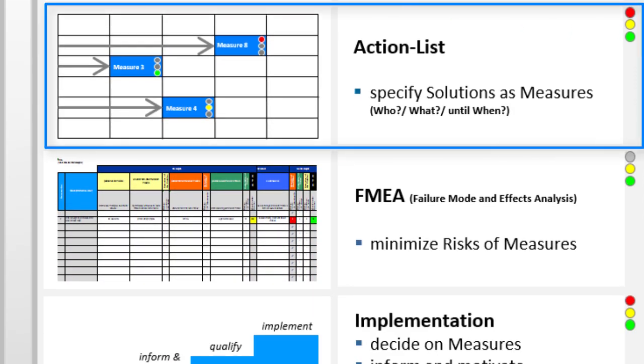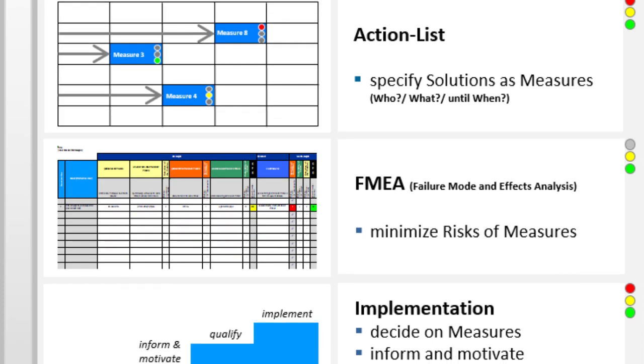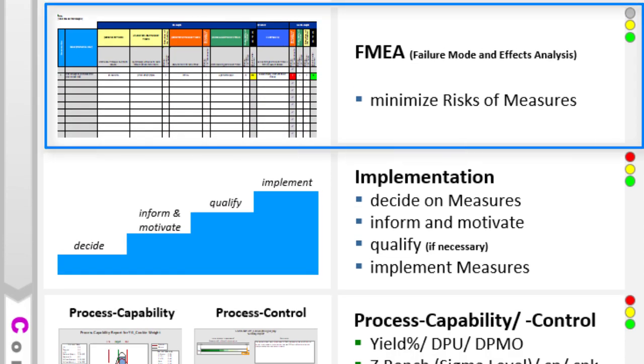All solutions with a positive benefit-effort ratio, which are also supported by the sponsor, are specified in an action list. Here you should be very specific about who does what till when. The level of concreteness of the action items often determines the success of their implementation. There might, however, be failures or harmful secondary effects associated with the action items. The failure mode and effect analysis serves to reduce these risks.